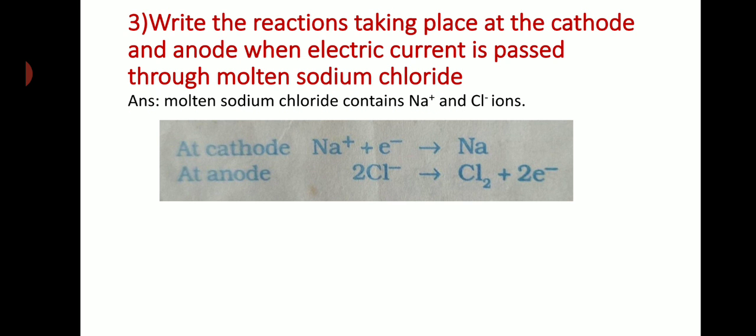The third question: write the reactions taking place at the cathode and anode when electric current is passed through molten sodium chloride. Molten sodium chloride contains sodium ions and chloride ions, Na+ and Cl-. So at cathode, pure sodium deposits, and at anode, chlorine gas is released.